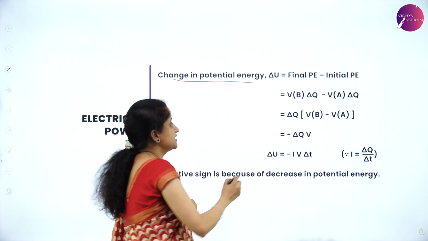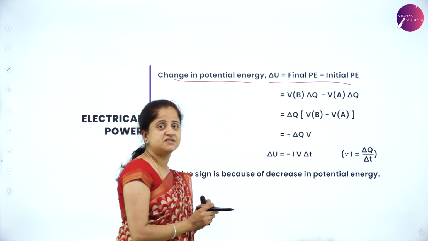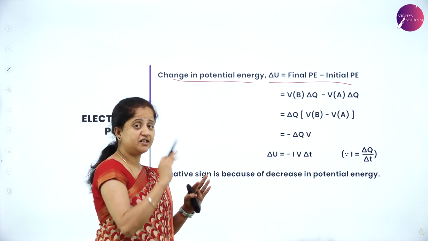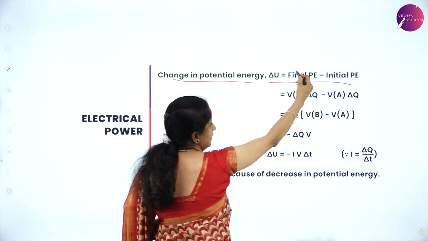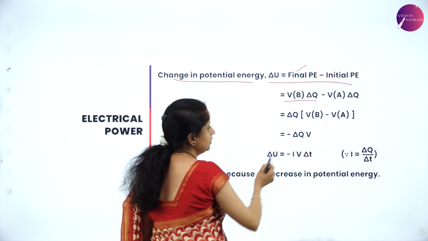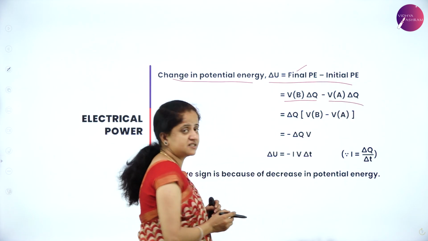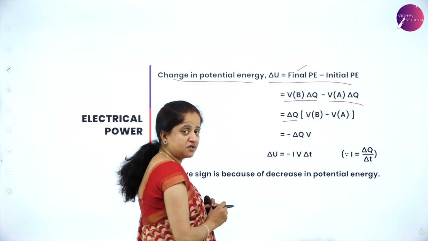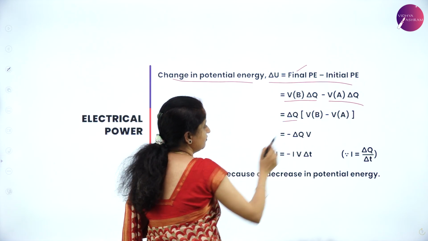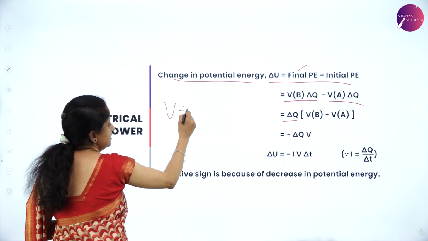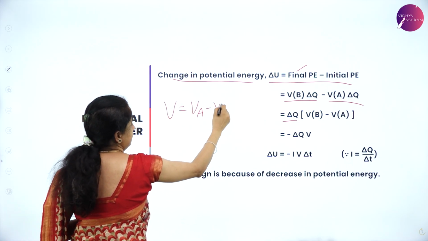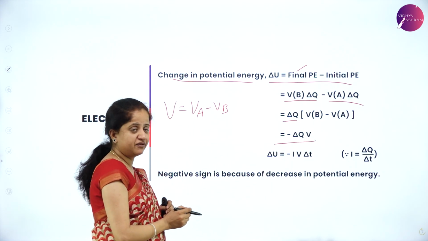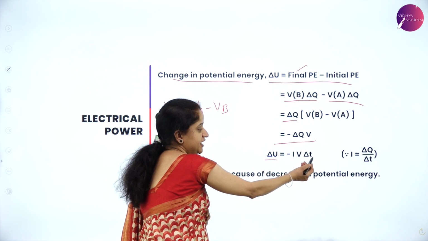The change in potential energy can be calculated as final potential energy minus initial potential energy. Initial potential energy is at A, final is at B. So we can substitute final potential energy as VB into delta Q, minus initial potential energy VA into delta Q. We can take delta Q common in both these expressions and write V of B minus V of A. We know the potential difference V is equal to VA minus VB, but here we have VB minus VA, and hence we can take negative V. So we get minus IV into delta T.